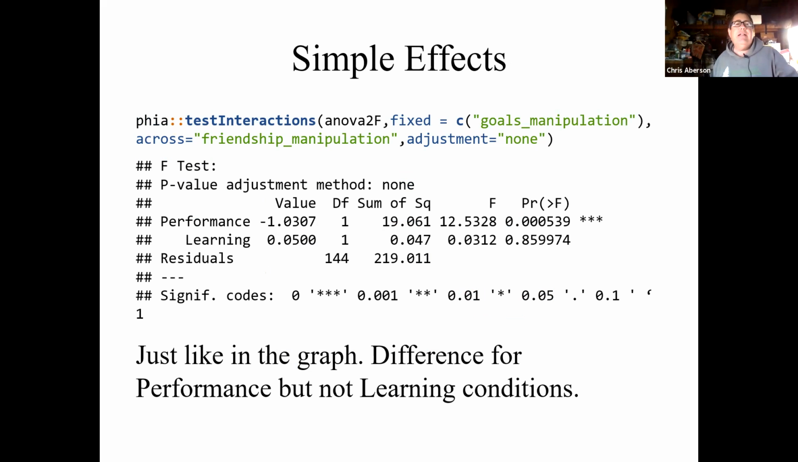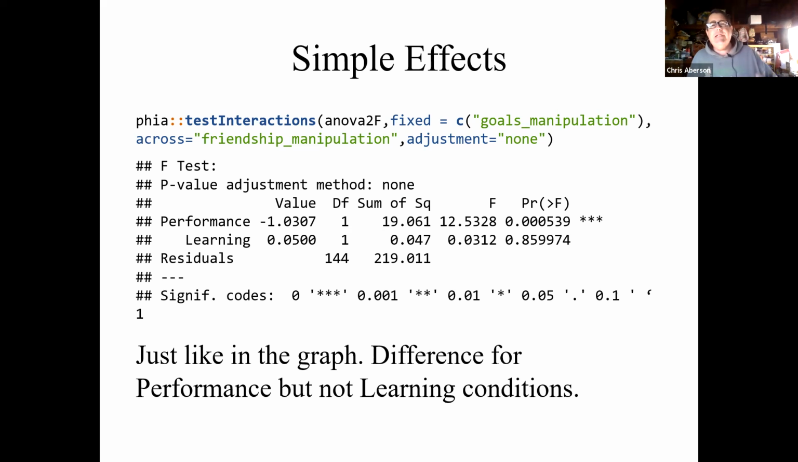The command here is FIA test interactions. Again, the name of the object where you stored your analysis. You have to give it the name of the fixed factor, which was goals manipulation, and then across friendship manipulation. I never remember which is which. So if you want to do it a certain way, you might just have to play around with it. Adjustment equals none. So you could put an adjustment in here. If you're really worried about an adjustment, just evaluate everything against alpha of 0.025, and you'll be fine. It's pretty simple.